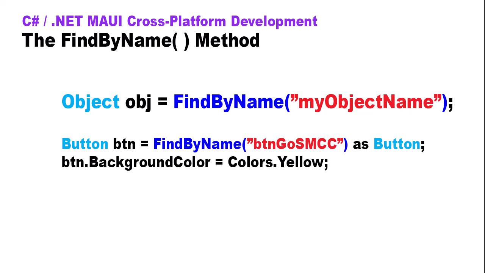So the example here is I'm looking for a button named BTN Go SMCC. I can send it that name, and it'll return that object, and I'm going to identify that object as a button. So I have all the button properties, and then I can say btn.backgroundColor equals colors.yellow. I can manipulate that button. Even though I'm manipulating BTN, it is referencing my BTN Go SMCC. It is the same. Let's take a look at how we could use that in a project.